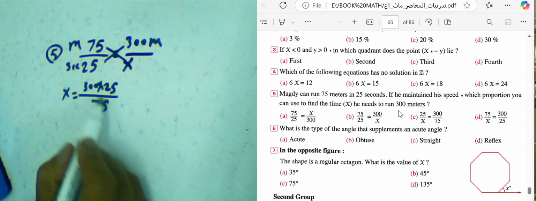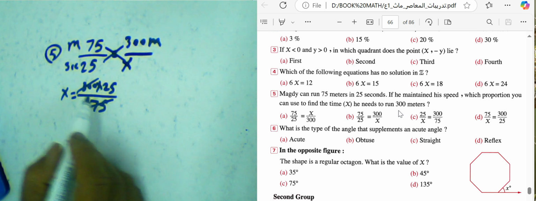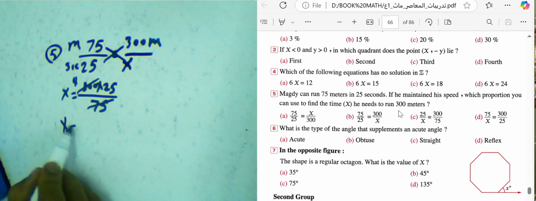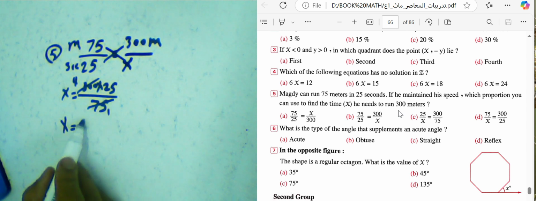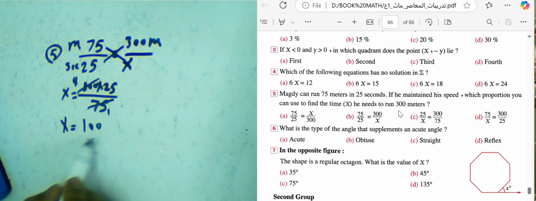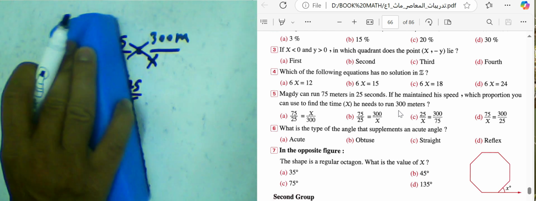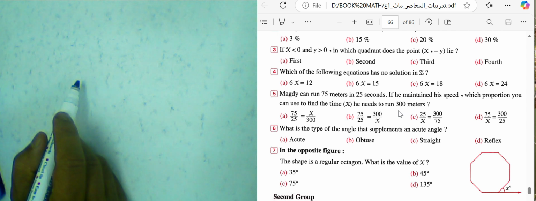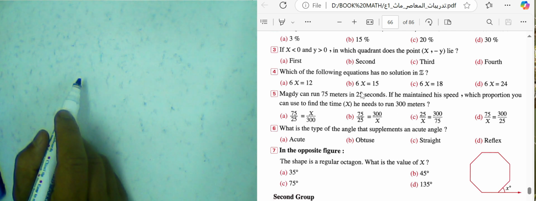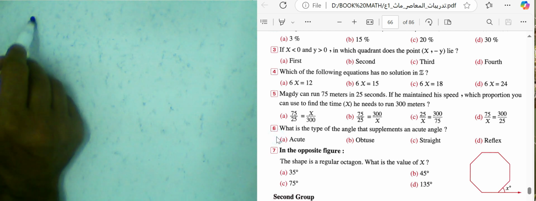So the value of x equals 300 divided by 75, which will be 4. 4 multiplied by 25 will be 100. Then the value of x will be 100. Okay, you must choose the correct proportion. We have 75 over 25 equivalent to 300 over x. Choose letter B.